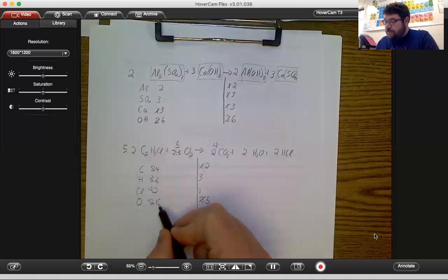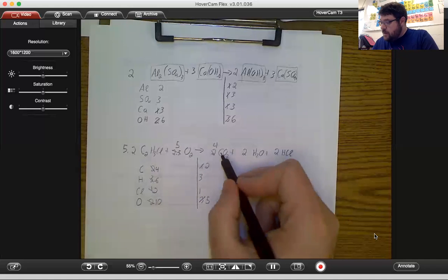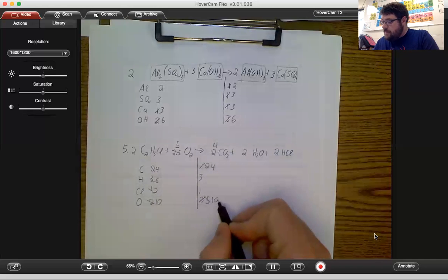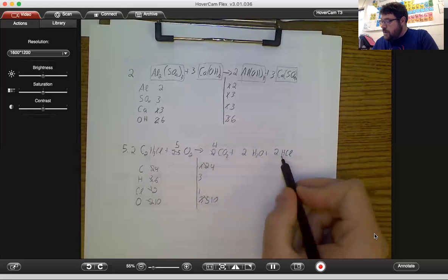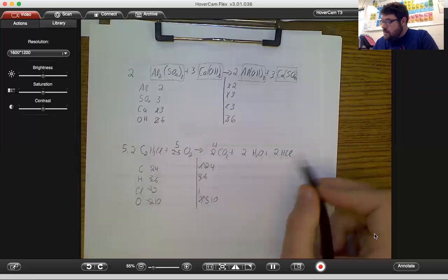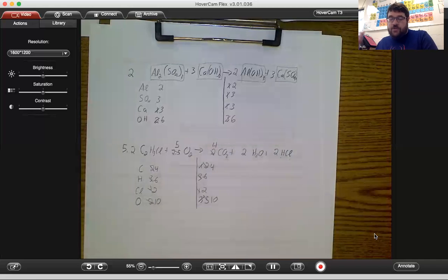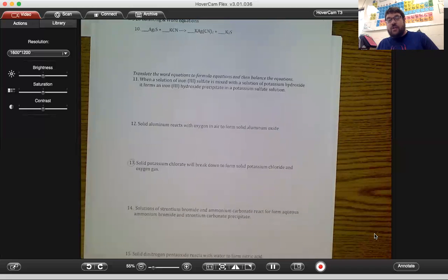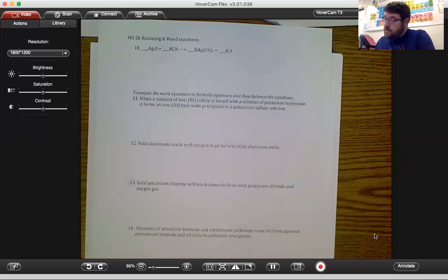Oxygens go to 10. Okay, on this side, carbons go to 4, oxygens go to 8 plus 2 more, so that makes 10. Hydrogen goes to 4 and 2 more, so that makes 6. Chlorine goes to 2. What do you know? Everything worked out nicely. Everything's balanced. All right. Hopefully that's not too bad for you. One more I wanted to do, just looking at the word equation side. So this gets a little trickier because now we have to take the words, turn them into formulas, and then balance the formulas. Multiple steps.